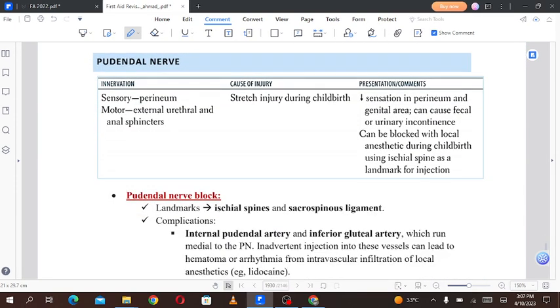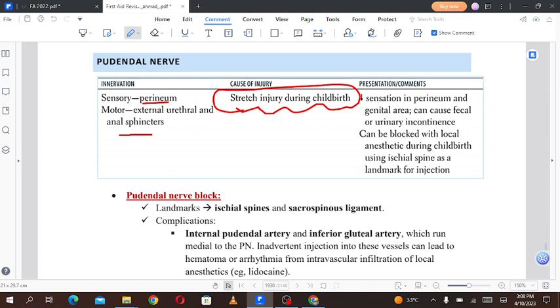Now we look at the pudendal nerve. The pudendal nerve is sensory plus motor, so it's a mixed nerve. Sensory supplies the perineum, and the motor supplies the external urethral and anal sphincters. Cause of injury is stretch injury during childbirth. I don't know if it is the most common or not, but it can be injured during childbirth.